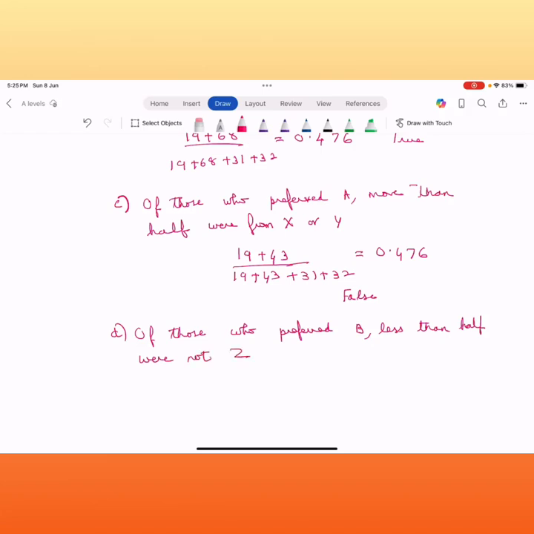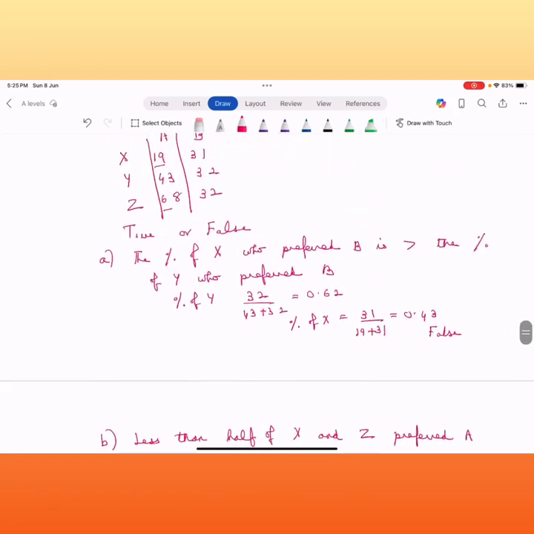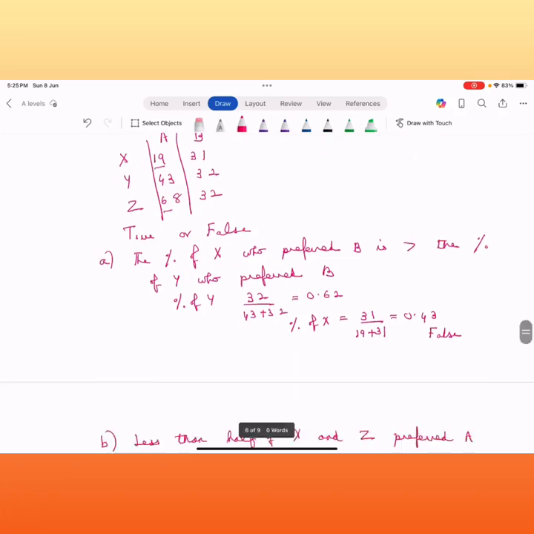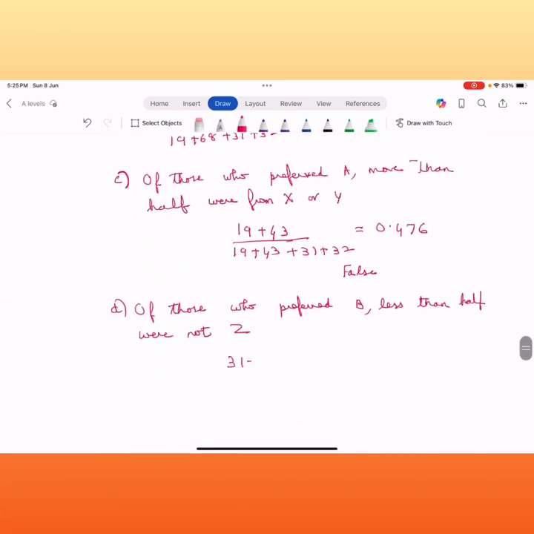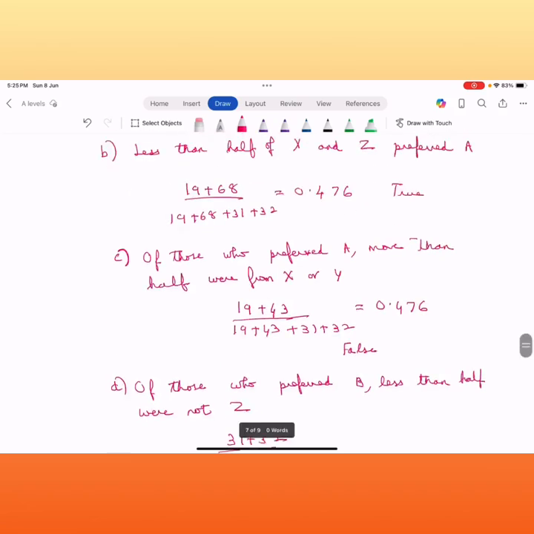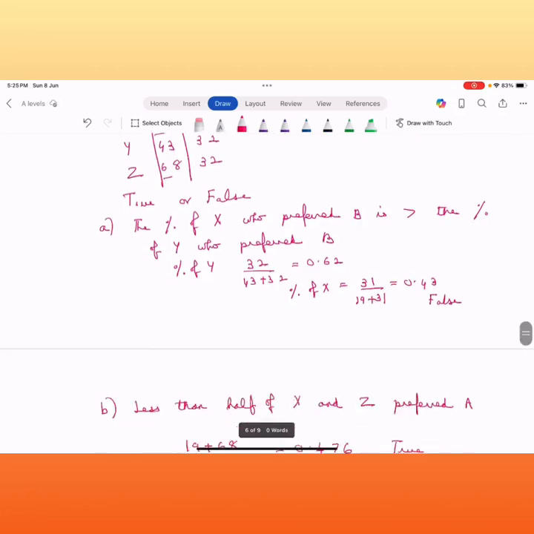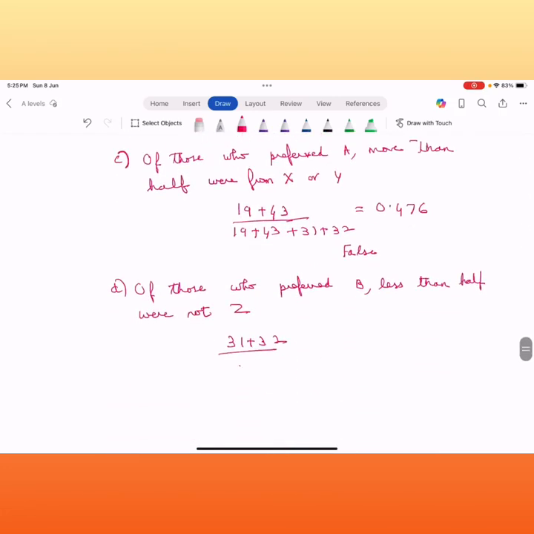If you look at the candidates who were not Z, going back to your table, that is basically X and Y, and we are looking at those who preferred B. So of those who preferred B, less than half were not Z, so you are looking at the not Z. That will be 19 plus 31 plus 43 plus 32, which gives you 64 plus 31. So this would give you 0.663. So it's definitely more than half, and this is a false statement.